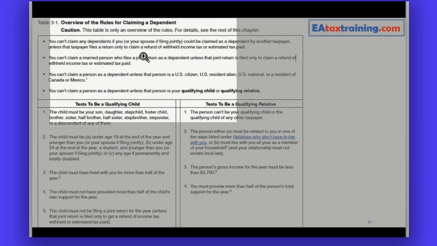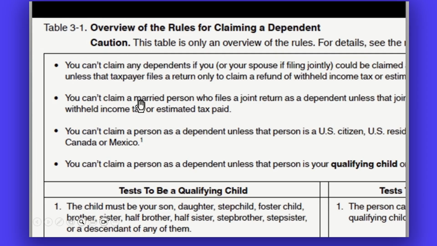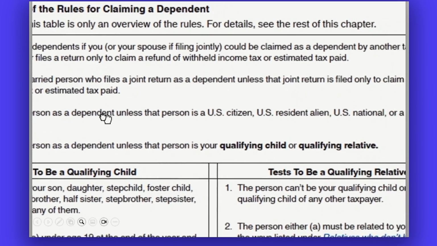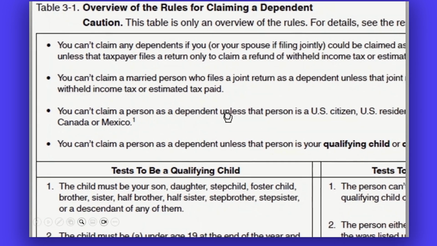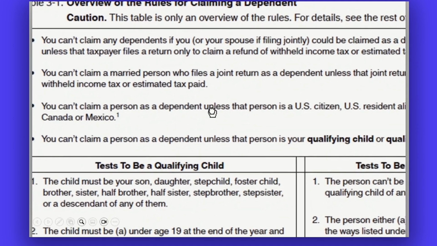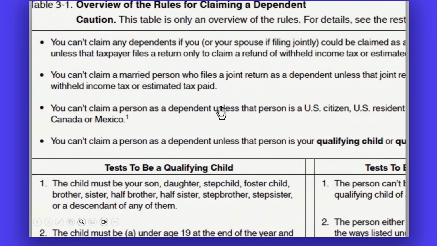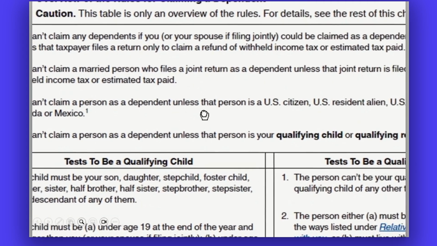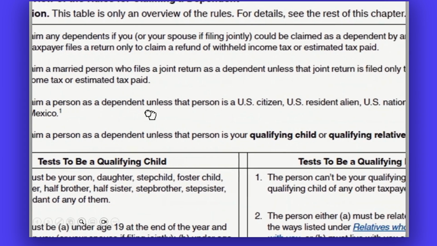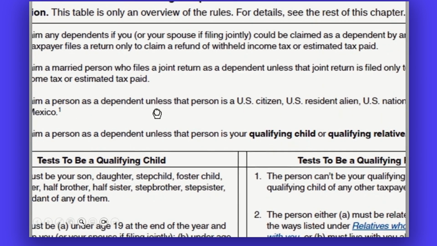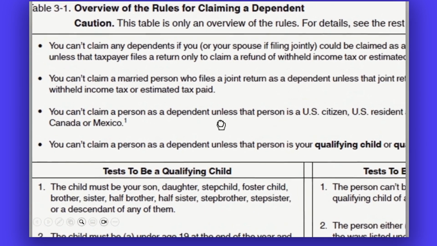It's going to start by telling you some examples of people that you cannot claim as a dependent. You cannot claim any dependents if you could be claimed as a dependent on somebody else's tax return. Okay? If you or your spouse filing jointly can be claimed as a dependent on someone else's tax return, you cannot claim any dependents. Now, there is this one little exception, and that is that the only reason you filed a tax return was to get a refund of amounts withheld or estimated payments made.